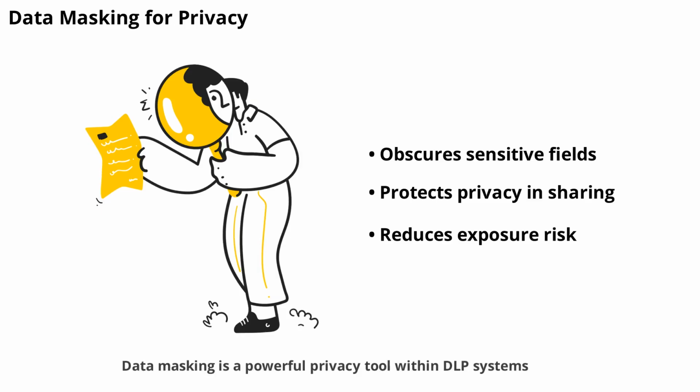Data masking is a powerful privacy tool within DLP systems. It allows you to obscure sensitive fields in invoices, such as partial account numbers or client names, when full details aren't necessary. This feature is especially useful when sharing invoices with third parties or during audits, as it minimizes the risk of exposing confidential information. Data masking helps you strike a balance between operational efficiency and privacy protection.